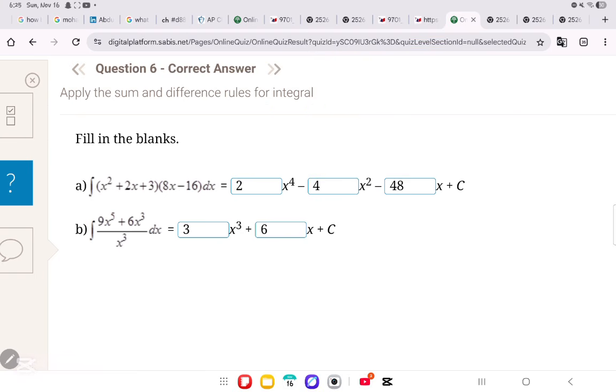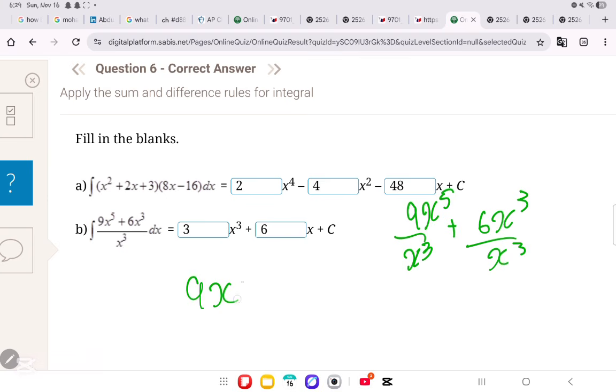Now for part B, we need to do the integration as well. But here we can very simply separate the denominator, right? So it's 9x^5 over x^3 plus 6x^3 over x^3. I need to simplify. So 9x squared plus 6. And then you need to do the integration, dx.